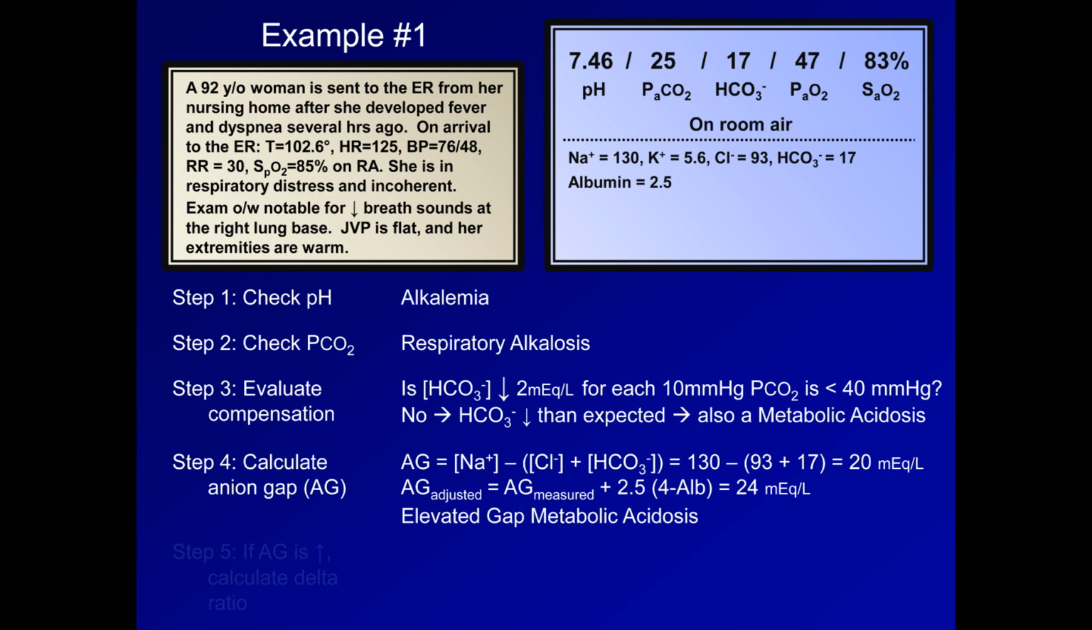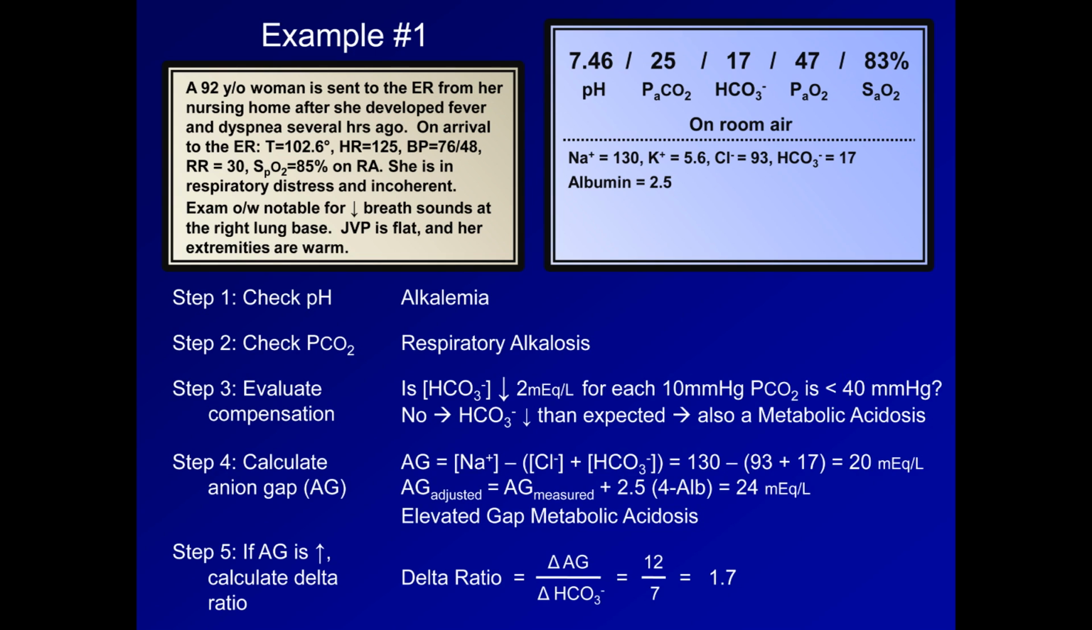Finally, step 5, since the anion gap is elevated, we should check the delta ratio. As discussed in lecture 6, this is equal to the change in anion gap from normal, which we typically say is 12, divided by the change in bicarb from normal, which we typically say is 24. Plugging in our numbers, we get 12 divided by 7, which is 1.7.